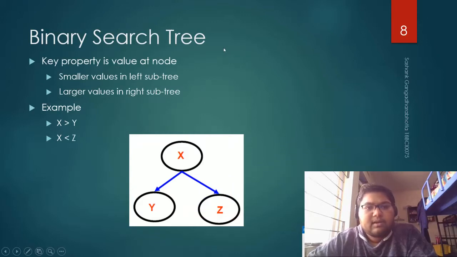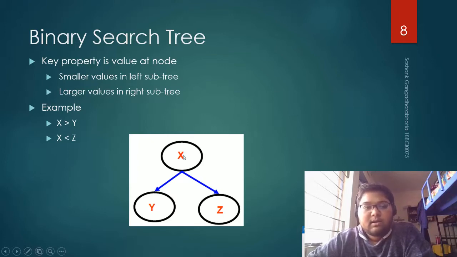Binary search tree. The key point in the binary search tree is that smaller values go to the left subtree, larger values into the right subtree. Note this point, which is very important. Smaller values in the left subtree, larger values in the right subtree.